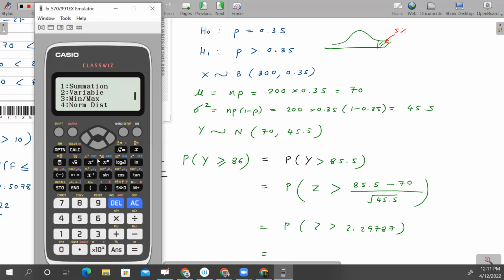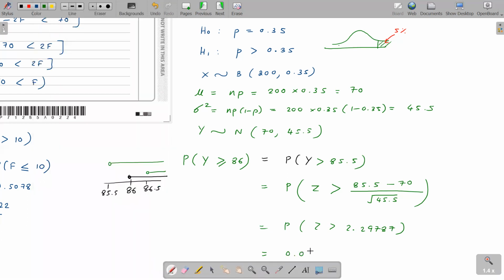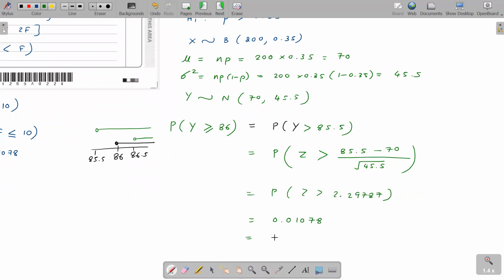Different calculators have different procedures of getting this. In the one that I'm using, I'll give R because R is giving you the probability greater than. So R, and I'll give answer here because directly the answer is stored in the calculator. So I get 0.01078. Okay, so which is what? Percentage wise, this probability is 1.078%.